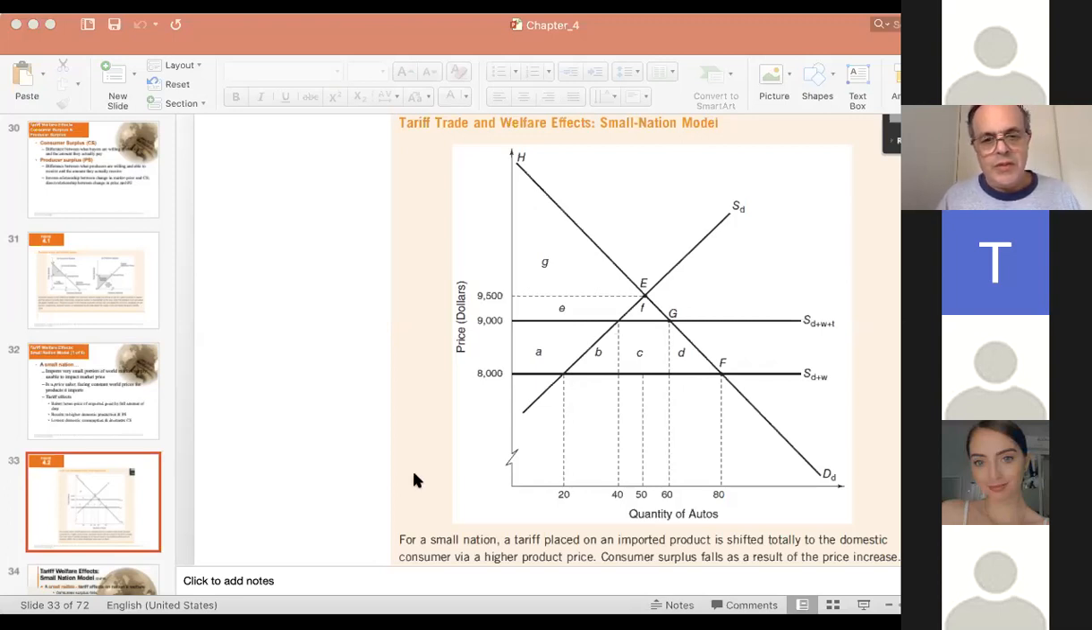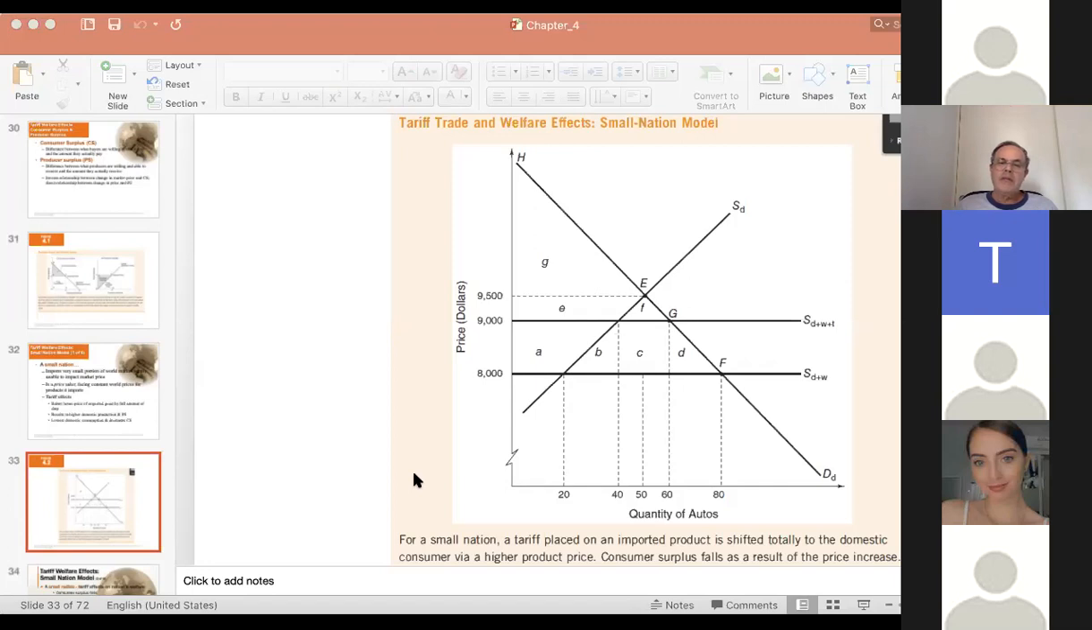Does this answer the question? Yeah. Okay. So obviously it's not economical to produce it at home because it's inefficient. It's going to cost us more.